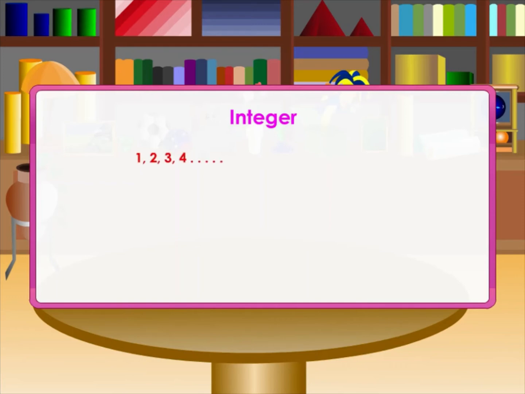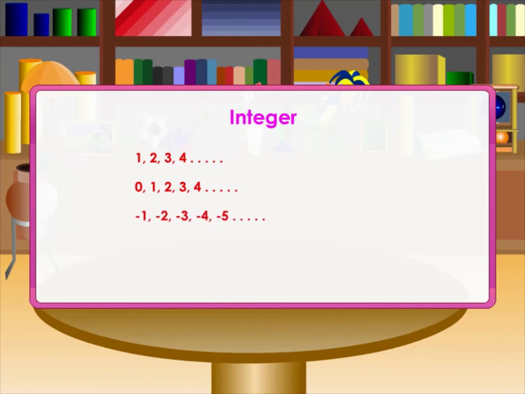The numbers 1, 2, 3, 4, etc. are called natural numbers. If we include 0 to the collection of natural numbers, we get a new collection of numbers called whole numbers, that is, 0, 1, 2, 3, 4, etc.